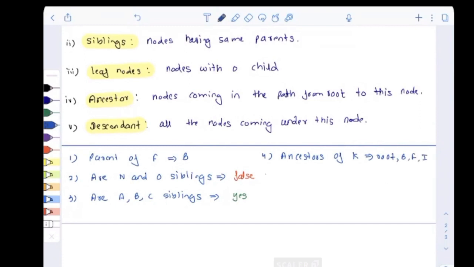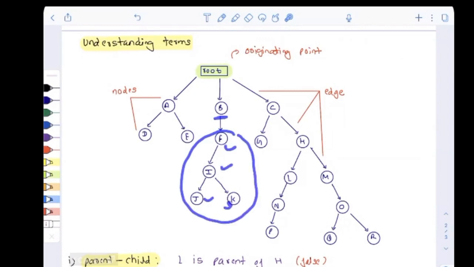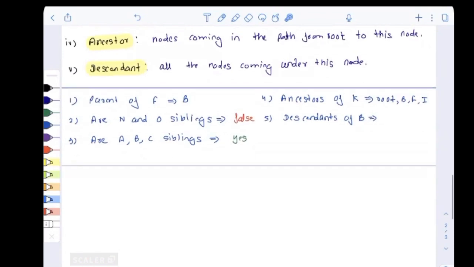Last but not the least definition, if I talk about descendant. So descendants are the nodes that are coming under you. Suppose I'm asking you what are the descendants of B. So the entire tree coming under B is going to be the descendants of B. Okay. So descendants of B are the nodes coming under B. That means F, I, J. Okay. Makes sense? So F, I, J is going to be the answer here.